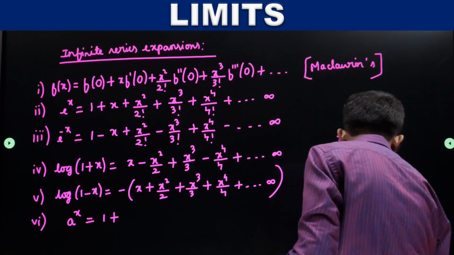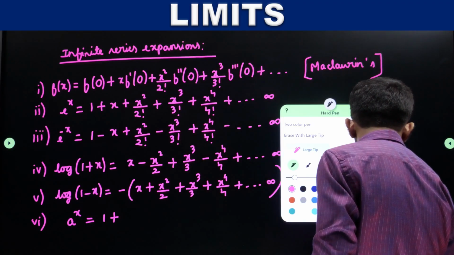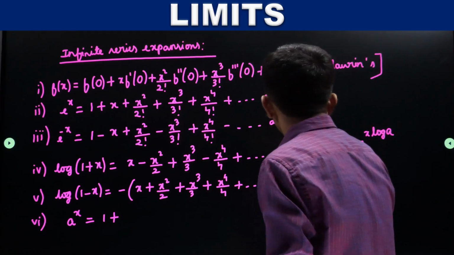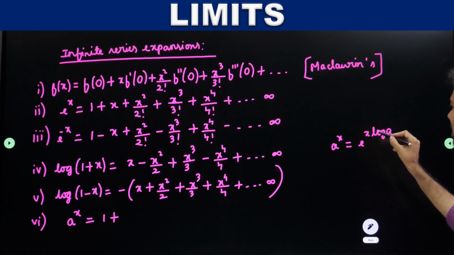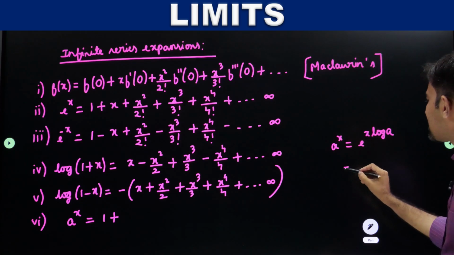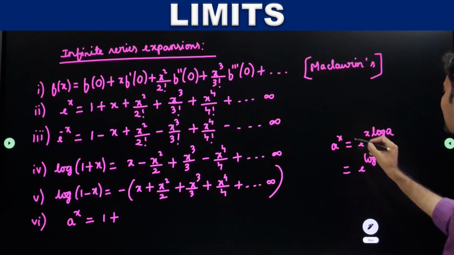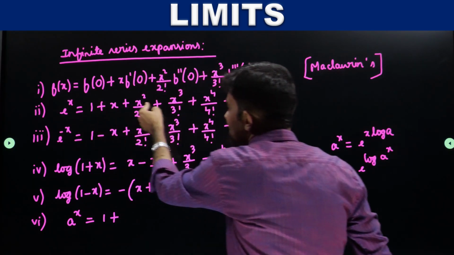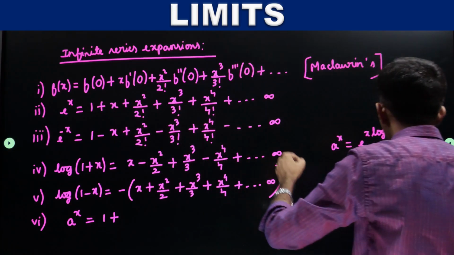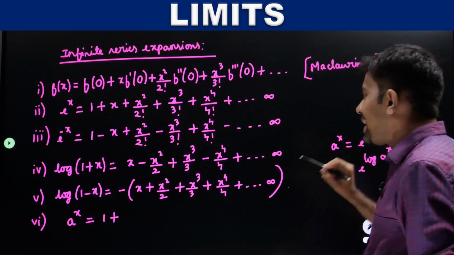You remember this so that we can write the series expansion from e power x. a power x is e power x log a. x log a is log a power x, correct? This is same as e power log a power x, which is same as a power x. So replace x in this expansion of e power x by x log a.